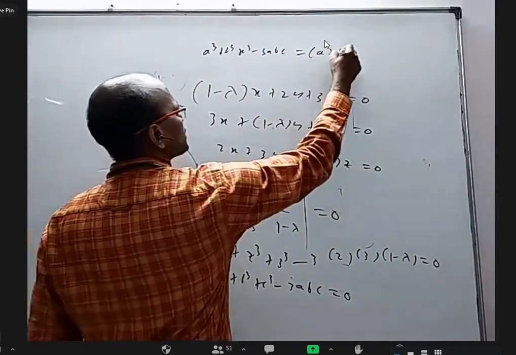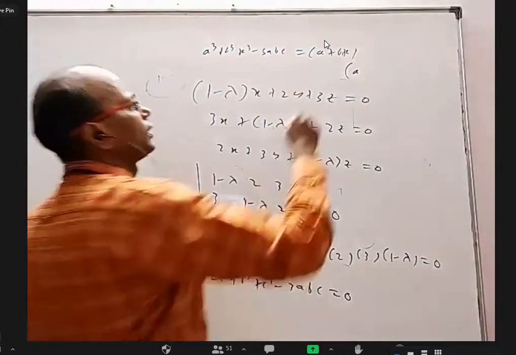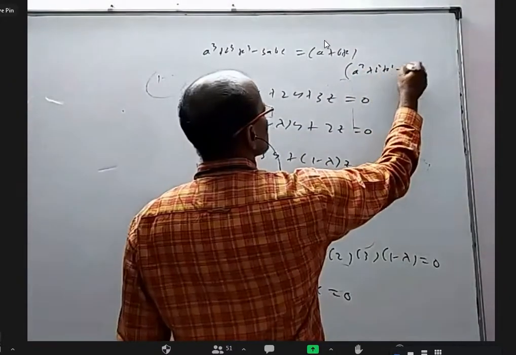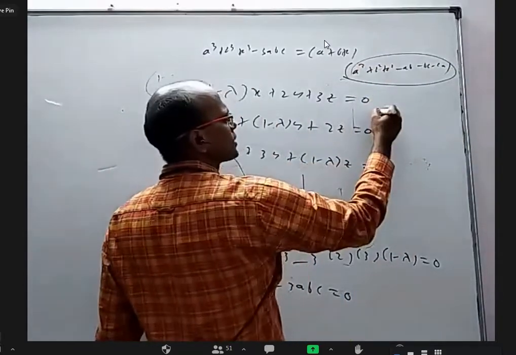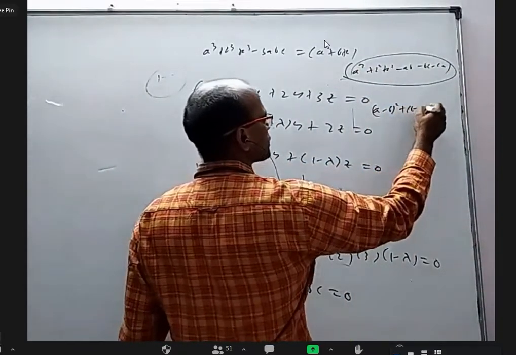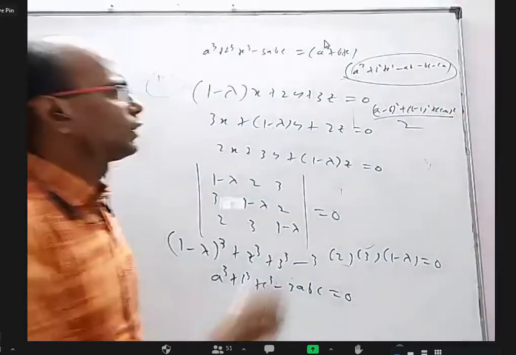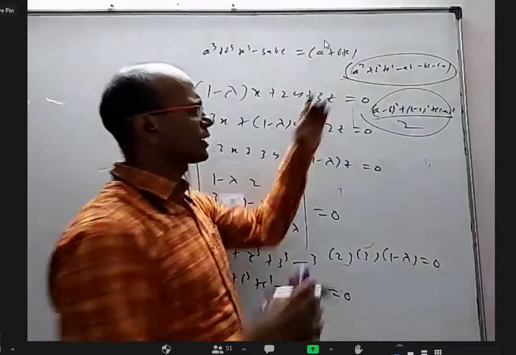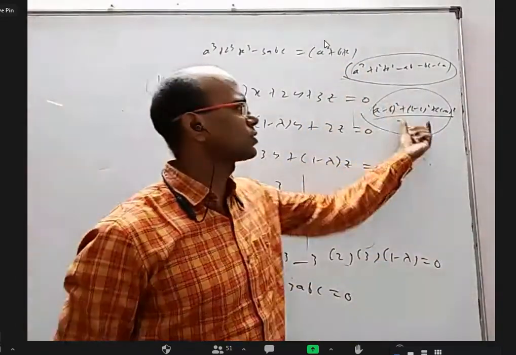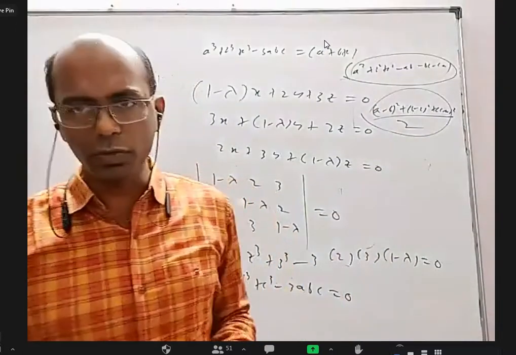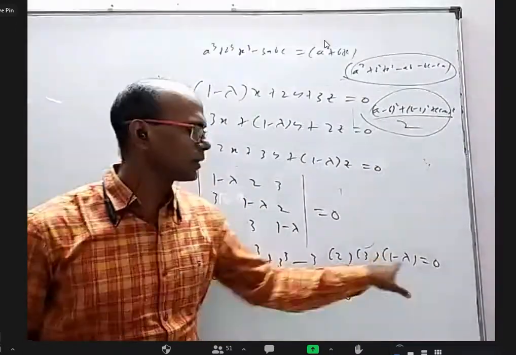The factorization is a plus b plus c into a square plus b square plus c square minus ab minus bc minus ca. I even told you how this is equal to a minus b whole square plus b minus c whole square plus c minus a whole square, by 2. If you want this to be 0, something square plus something square plus something square is 0, which is only possible when each is 0: a equal to b equal to c. It is exactly like that for a cube plus b cube plus c cube minus 3abc.